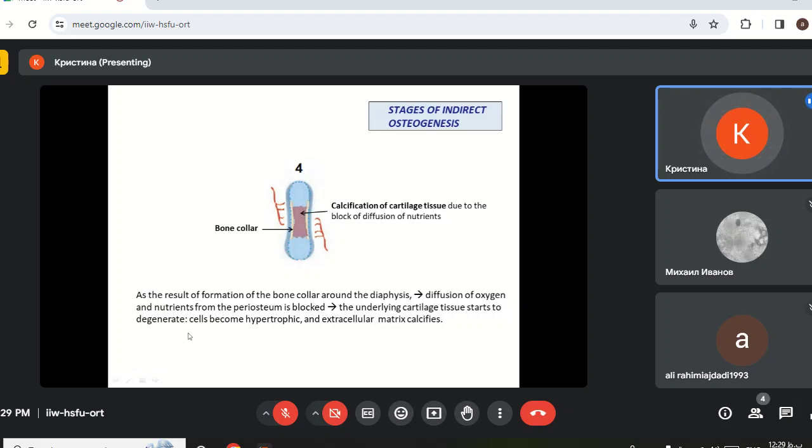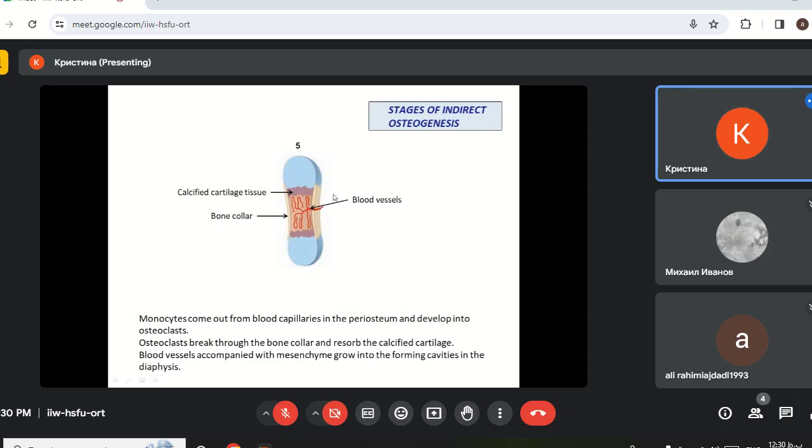And how does it degenerate? The cells become hypertrophic. It means that they become larger, they become filled with water, and the extracellular matrix calcifies. It means that the extracellular matrix in our cartilage becomes hard, and it also blocks the passage of all the nutrients and oxygen. So in this area, the cartilage degenerates.